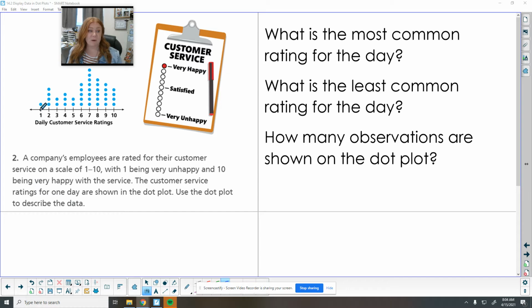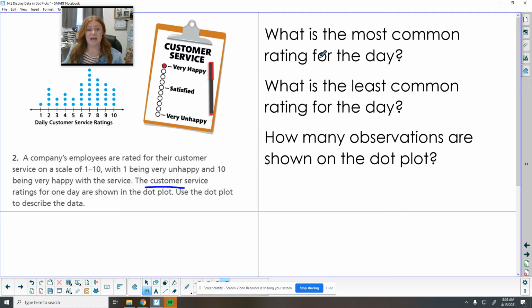So we can see, right, one person was really unhappy. They had 4 people that were really happy. These numbers on the bottom are the ratings. And each dot represents a customer that they talked to that gave a rating. So this is someone they helped, and this was the rating they gave. This is someone they helped, this is their rating. So each of these dots is a different person.